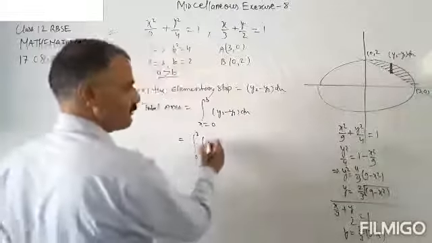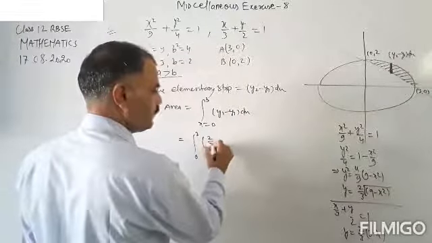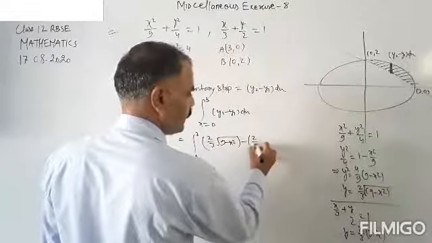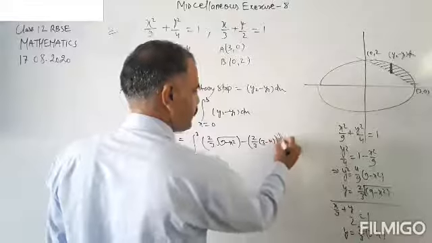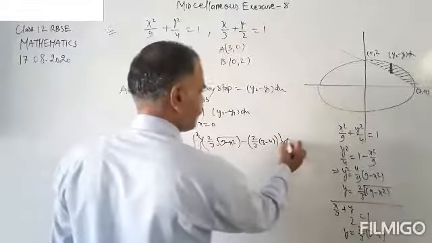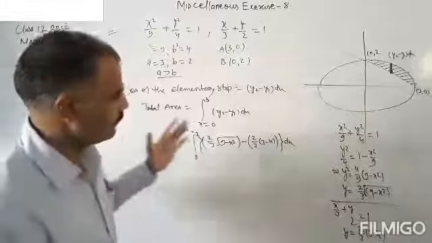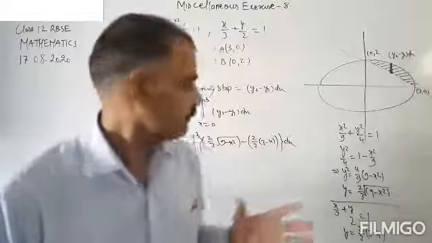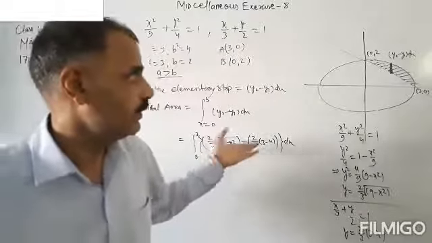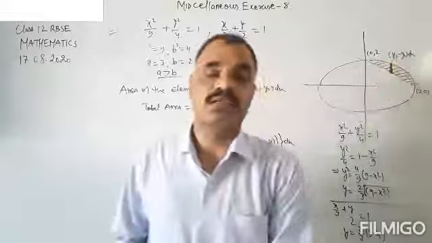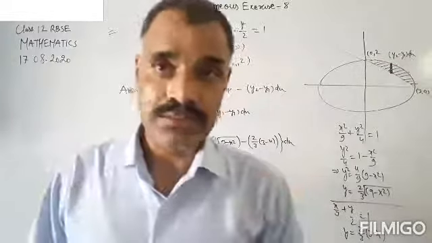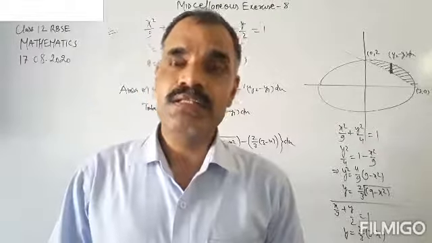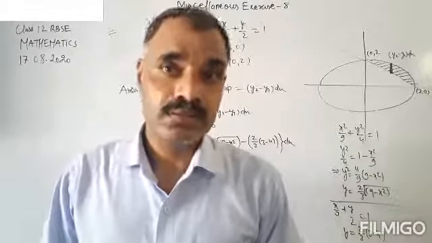So y2 minus y1 dx, where y2 is 2 by 3 under root 9 minus x square, and y1 is 2 by 3 times (3 minus x). So this is the integration form. This is the area of the smaller part of the region, the required region given in the question, which means the area lying between these two curves, that is the ellipse and the straight line.